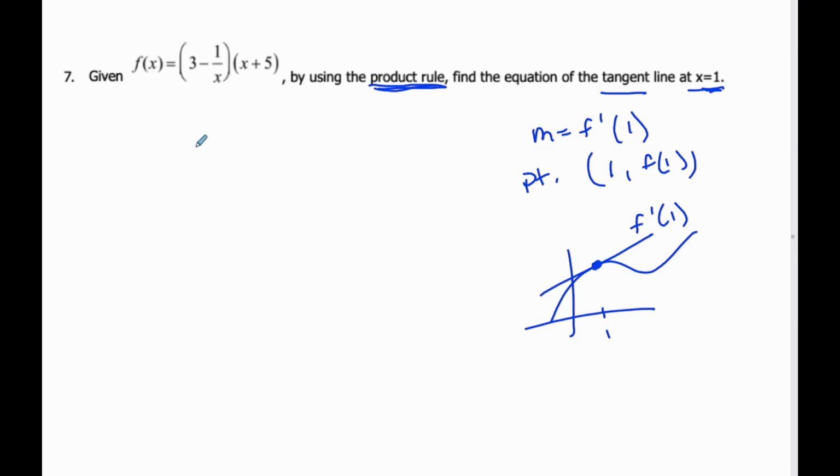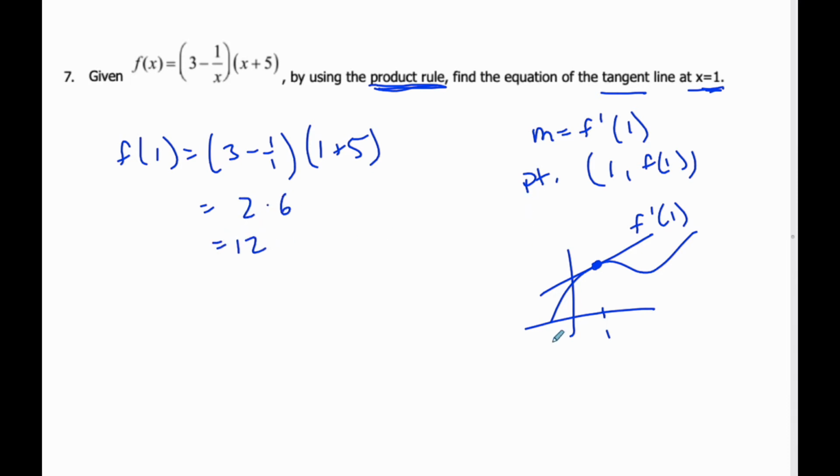in to find it. So if I find my point, I'm going to go 3 minus 1 over 1, and 1 plus 5, which ends up being 3 minus 1 is 2, times 6, which is 12. So I know my point is (1, 12). I need to remember that. And now I need to find the derivative at 1 to find the slope.